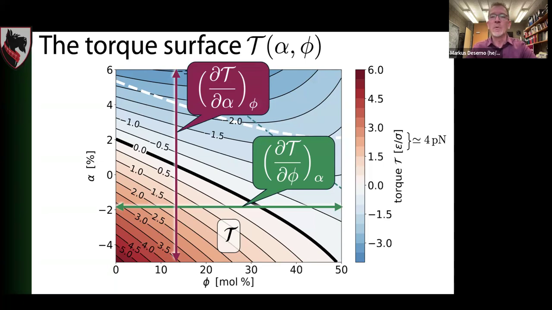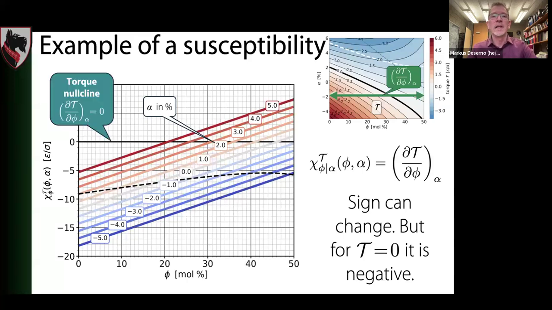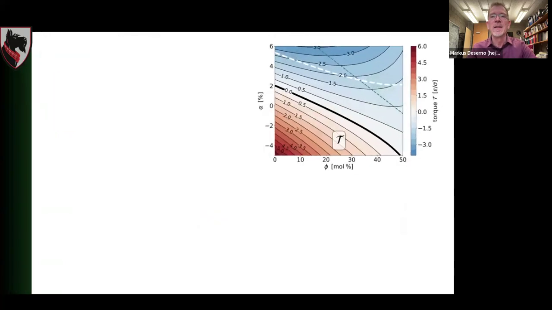So let me, in one example, show you what they look like. So here's an example of d torque by d phi. The horizontal axis changes phi, the vertical axis is now that slope. You get, it turns out, lines in this case. Sometimes you get negative susceptibility, sometimes you get a positive one. These individual curves correspond to different alpha values. Here's the torque null line where the sign of susceptibility changes. This dashed line is where the torque is zero. So if you focus on only the zero torque states, then the susceptibility is always negative. Anyways, so those are these things.